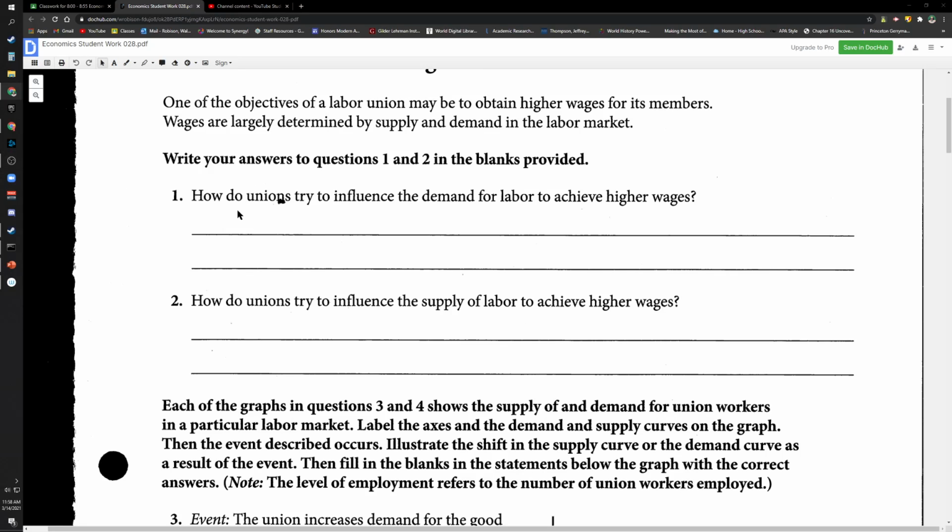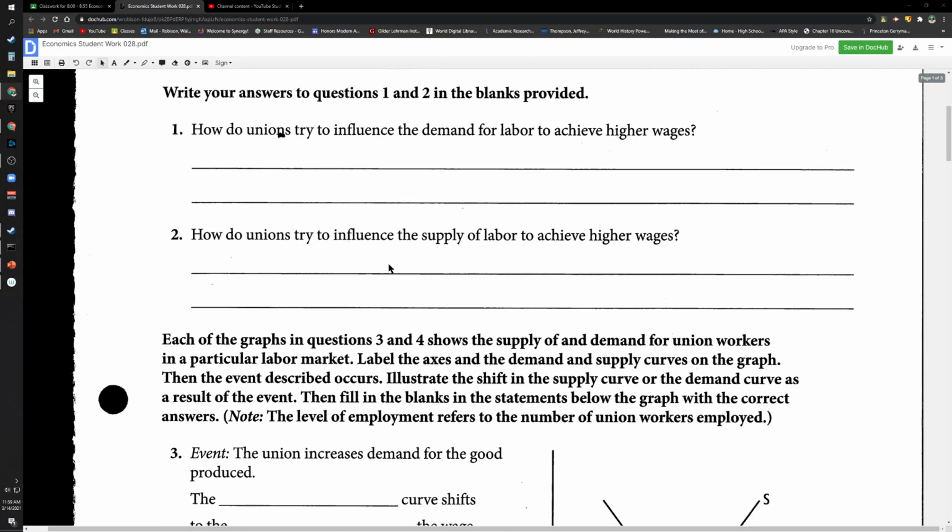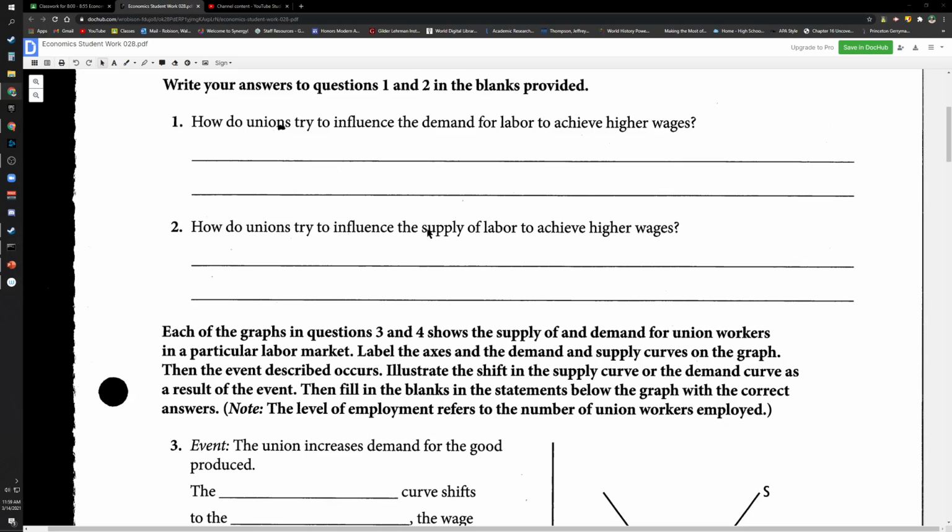So what do you put in here for question 1? They try to increase the demand for the product that the union workers produce. Remember, that's one of the 2 things that you can do to increase your wage. If you think about it, demand for your product is going to increase that. Okay, and then how do unions try to influence the supply? They decrease it, by limiting union membership.